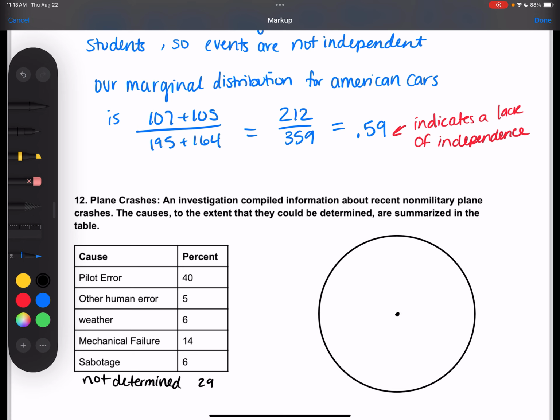All right, so we had 40% is pilot error.